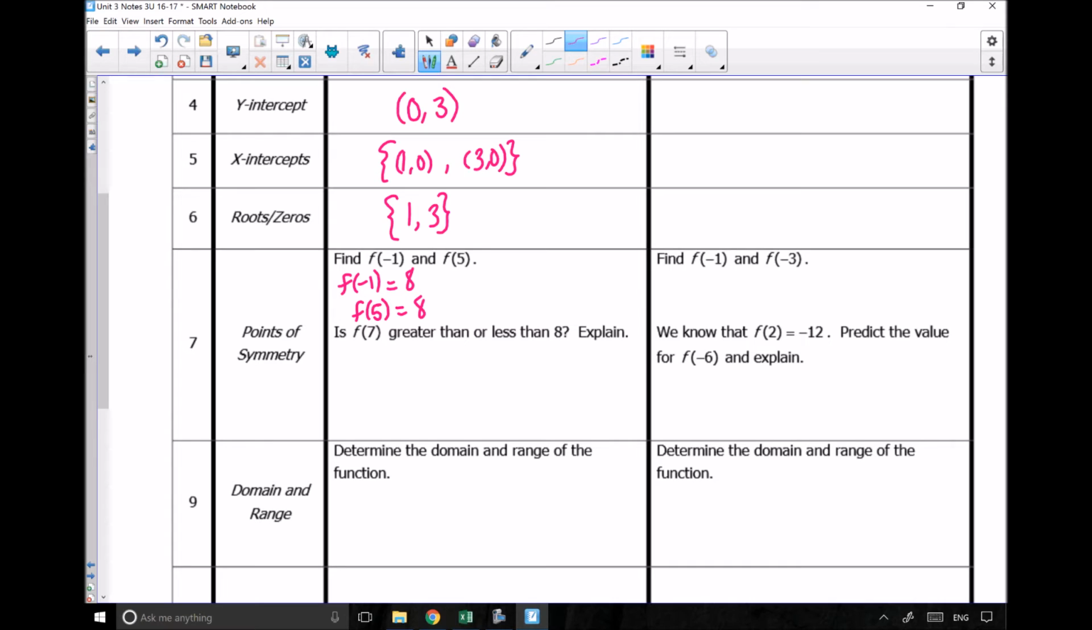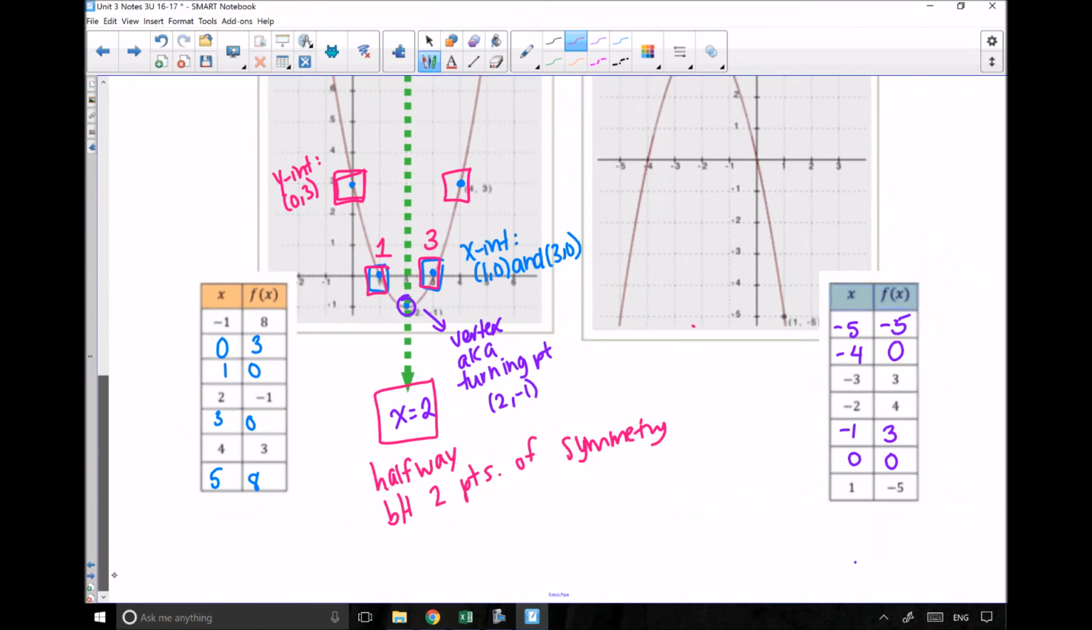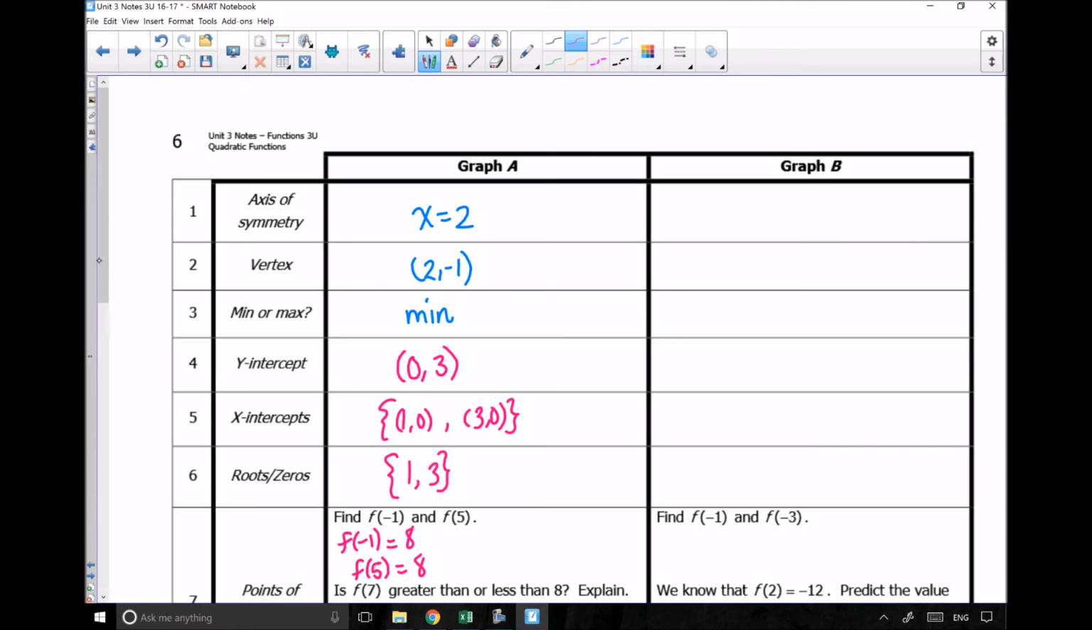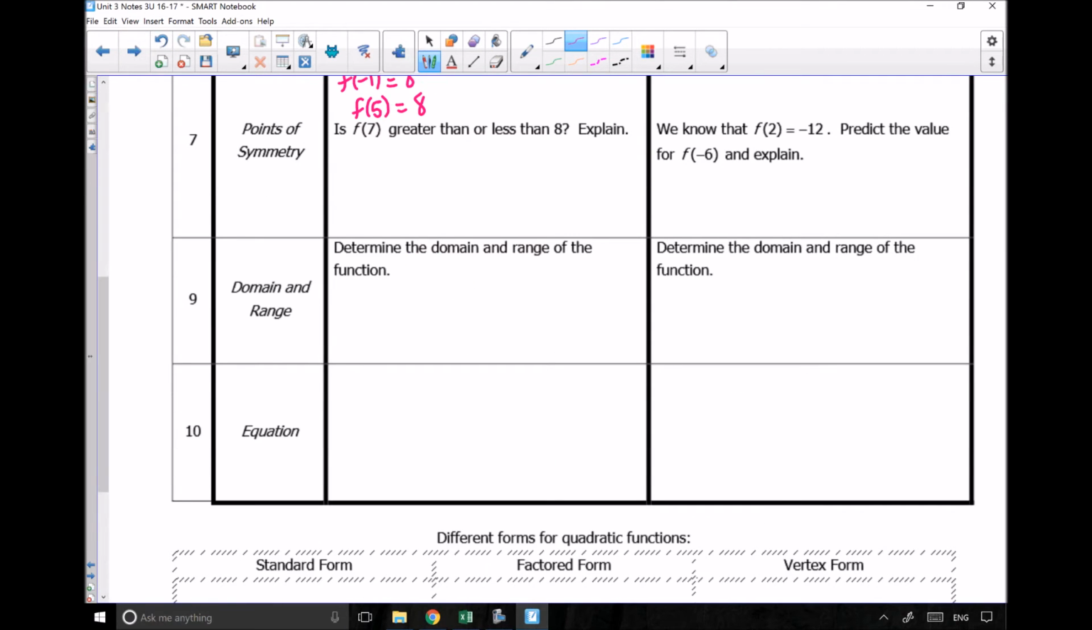Okay? Next thing it asks us to do is to determine the domain and range of the function. Well, remember, every parabola will always satisfy, like we can plug in any x value into any equation of a parabola and we'll always get a coordinate. So my graph right here has a domain of all real numbers because it goes on forever in both directions horizontally.